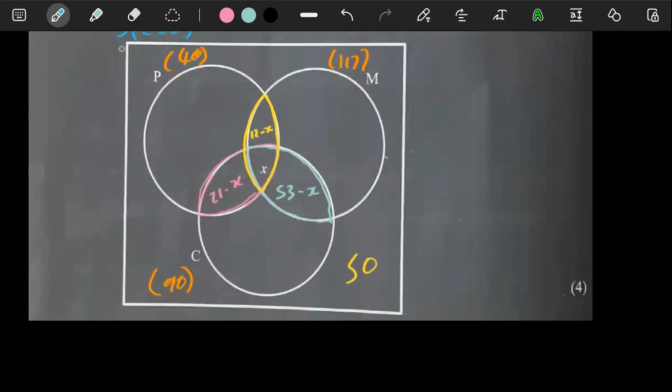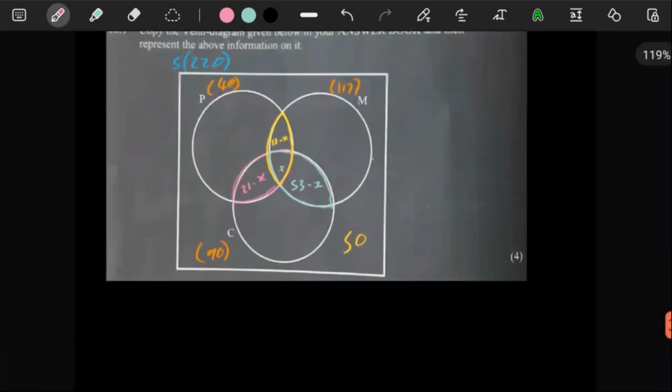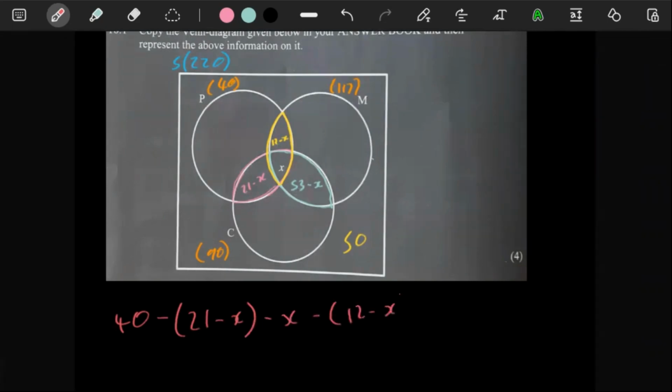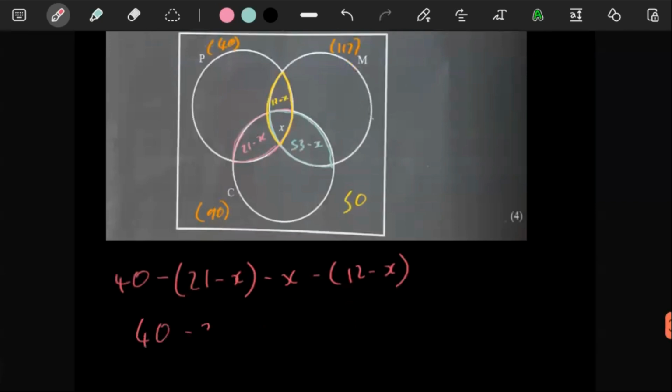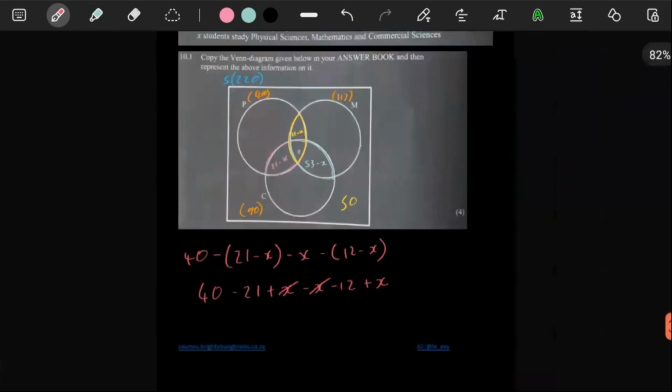If we're thinking of this space specifically, then what we could be thinking of is something like 40 minus 21 minus x here, then plus the x, and then minus the 12 minus x, right? So you're going to have your 40 minus 21 plus x, and then minus 12, and then plus x. These cancel out. You're going to have negative 21 minus 12. Well, I feel like I'm overthinking this actually, but funny enough, it seems like it's unavoidable.